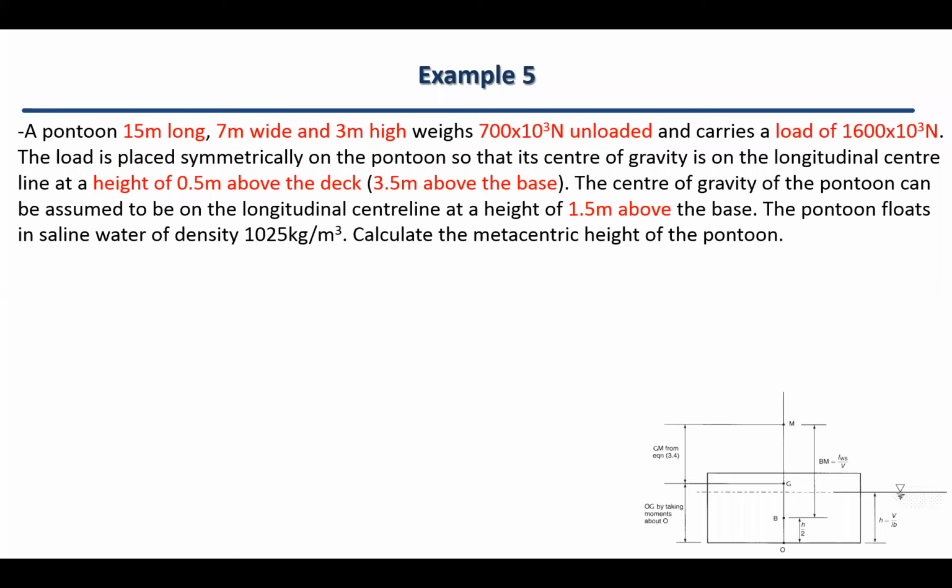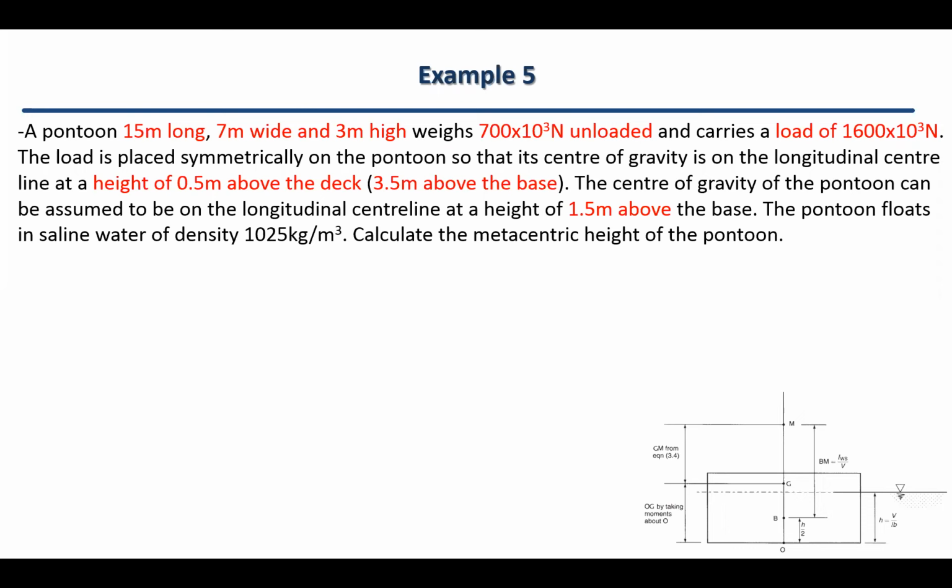Let's look at another example for the theoretical calculations of the metacentric height. We have a pontoon 50 meters long, 7 meters wide, and 3 meters high, with a weight of 700,000 newtons in the unloaded situation, and carries a load of 1,600,000 newtons or 1600 kilonewtons. The load is placed symmetrically on the pontoon so that its center of gravity is on the longitudinal center line at a height of half a meter above the deck, which is 3.5 meters above the base.